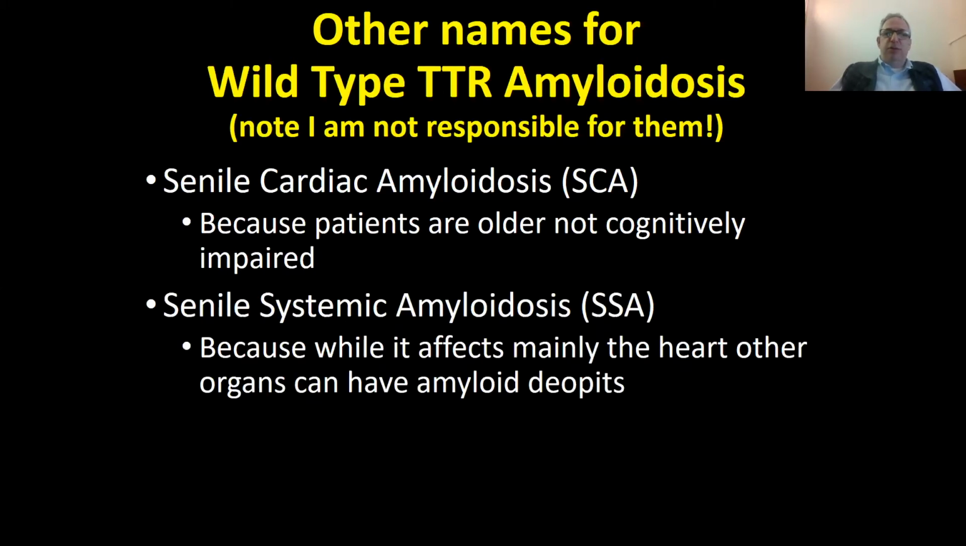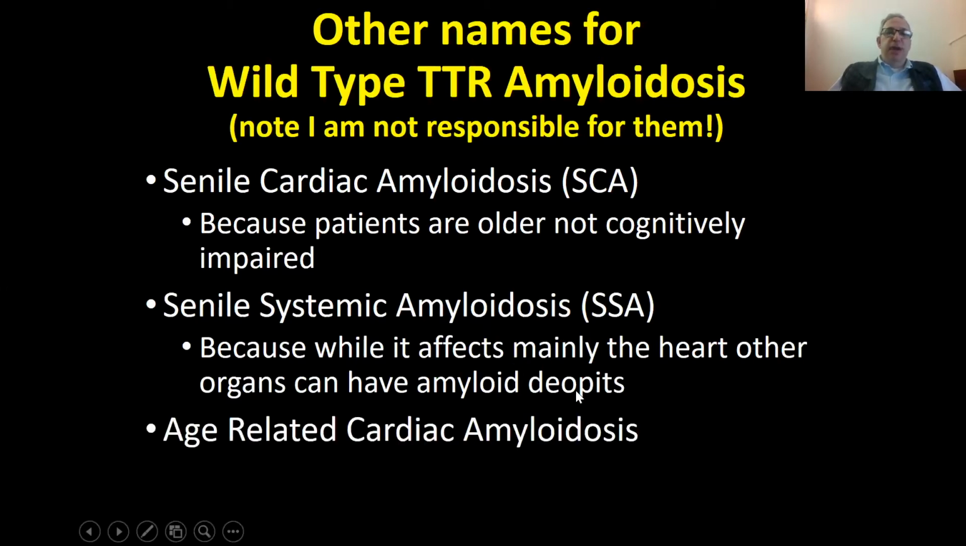It's actually probably not only localized to the heart, though the main organ it goes to is the heart. And so people have called it senile systemic amyloid, because there could be deposits. There should be deposits in other organs. Some people call it age-related cardiac amyloid.